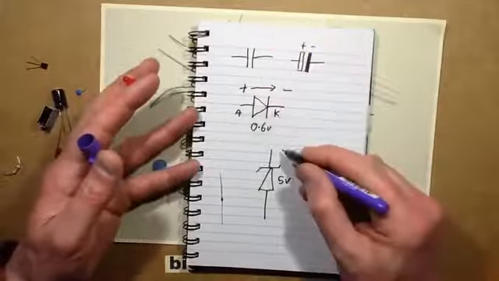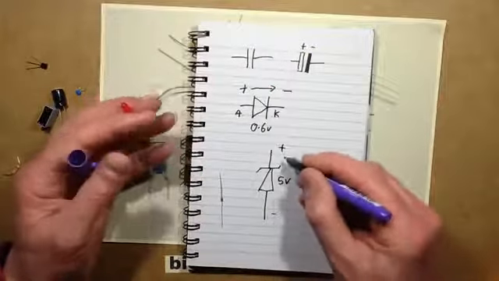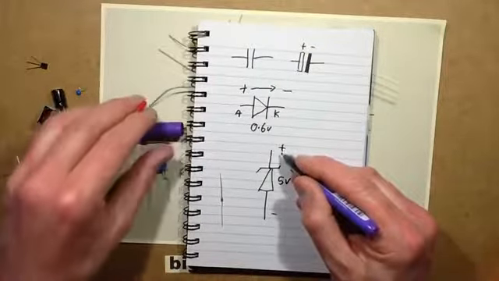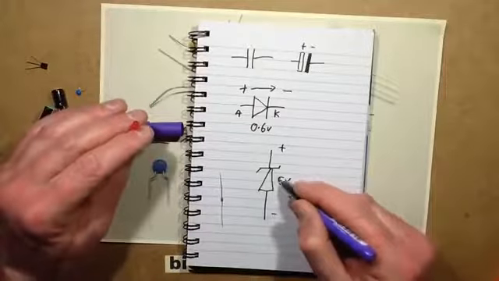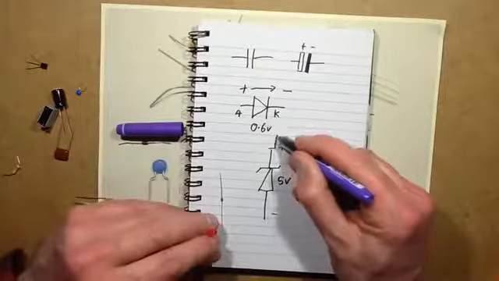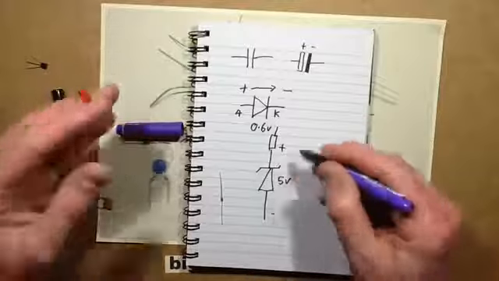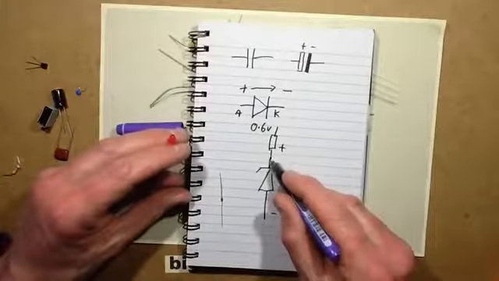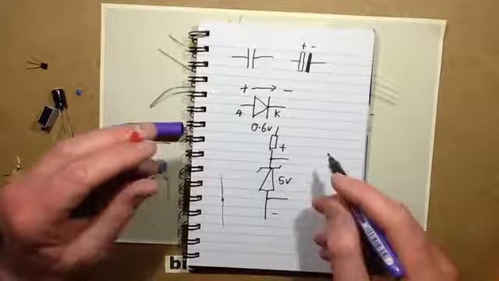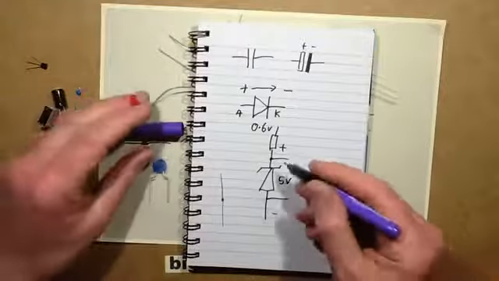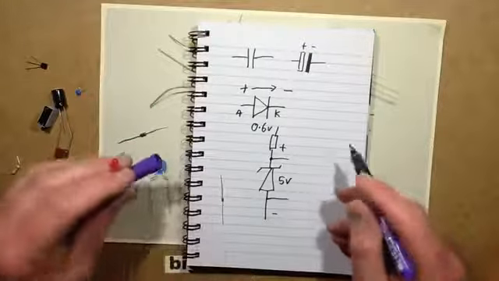apply a reverse current, positive flowing down to negative, it will actually start conducting fairly precisely at 5 volts. So if you limit the current with a resistor, then the voltage will just sit round about 5 volts, and that's often used to provide very simple power supplies and regulation in the circuitry.